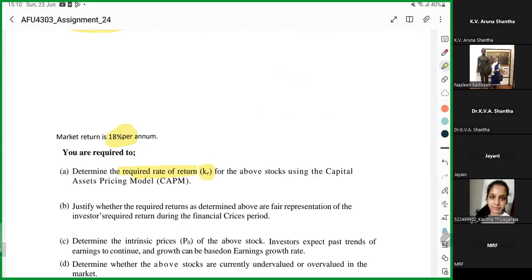Now listen to me. In our examples, KE is given. In all our previous examples, K is given. You can remember, required rate of return for bond valuation, we got 12%. Then we got 10%. Required rate of return was given. But there are techniques you can apply to get the KE value, the required rate of return. Investors' required rate of return. One technique is the capital asset pricing model.